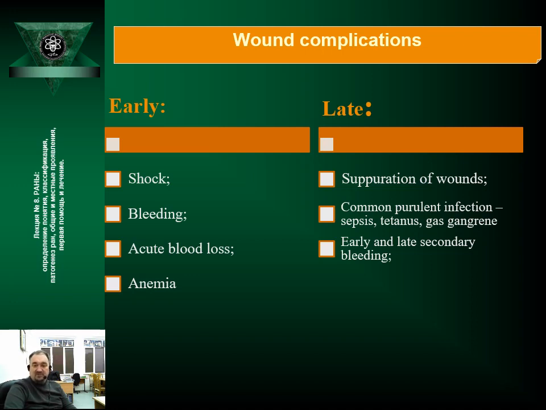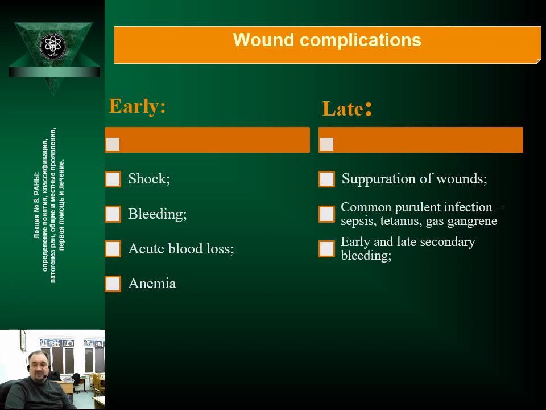A late complication is an infectious complication. In particular, this is suppuration of wounds, if we have the development of a nonspecific classical purulent infection in the wound. In addition, it can develop into a general purulent infection. That is, it is a very dangerous systemic process which is called sepsis. A specific infection can get into the wound, tetanus, that is, a specific infection. In addition, an anaerobic non-specific infection may develop, a process that was previously quite often called gas gangrene.